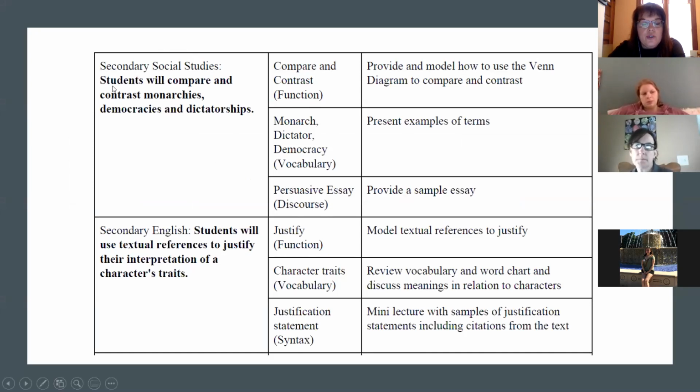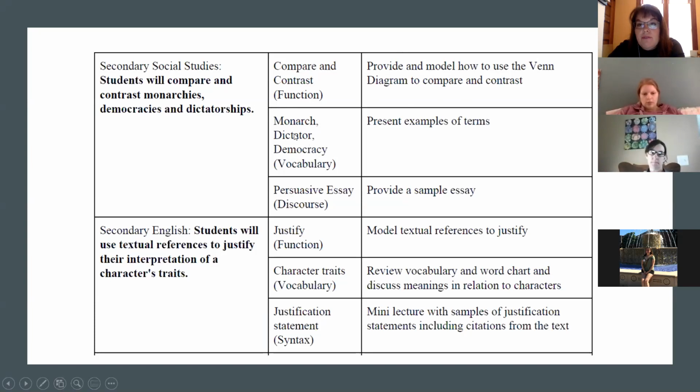Okay, in secondary social studies, pretty clear. Students will compare and contrast monarchies, democracies, and dictatorships. Okay, so what's my language function? That's compare and contrast. That's that process I hope students understand. All good historians know how to compare and contrast. That's why it's a function of historians. All right, so how do I know that they did that? Right, they provided a model of how to use the Venn diagram to compare and contrast.